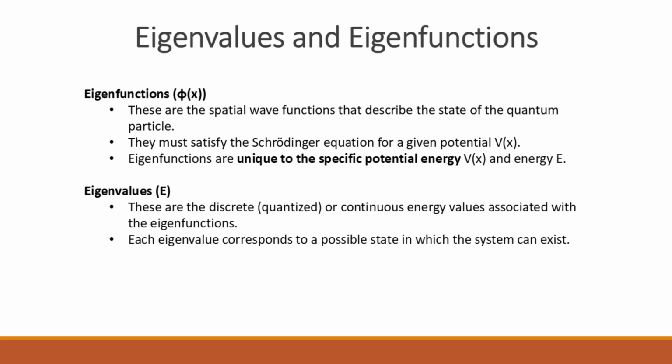Eigenfunctions, represented by phi(x), are unique spatial wave functions that describe a quantum particle's state for a specific potential energy. Eigenvalues are the corresponding discrete energy values associated with these functions. Imagine them as special keys that unlock different quantum states, each with its own distinct energy signature. They help us understand how particles behave in different quantum environments.